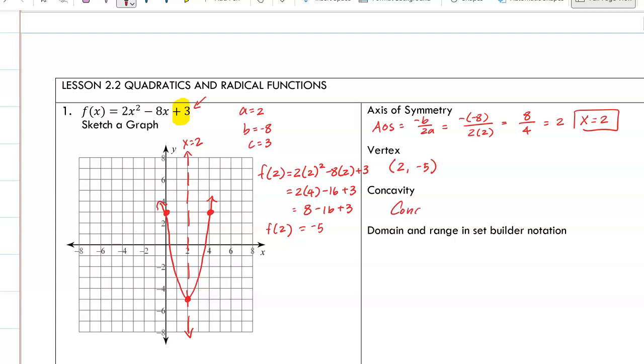Concavity is concave up. The domain of the function is always all real numbers. The range of the function is going to be y, such that y is an element of all real numbers, and y has to be greater than or equal to negative 5. Okay? Good job, guys.